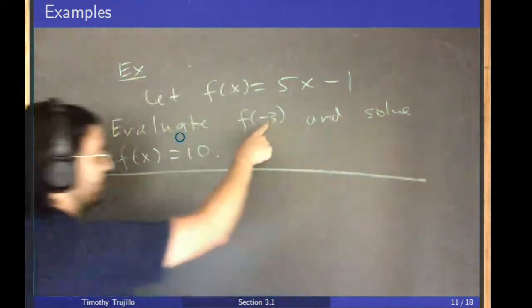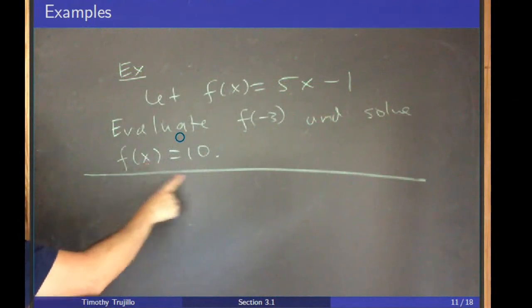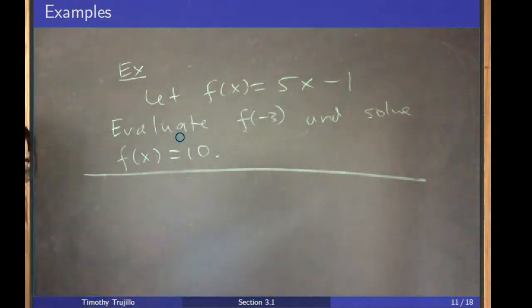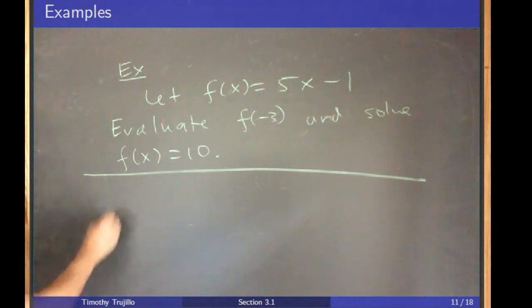This one's evaluating the function, and this one's trying to figure out what input x would give you the output of 10. And it may be the case that there's no solution, right? It could be that there's nothing that gives you an output of 10. But we should be able to figure that out using some algebra.